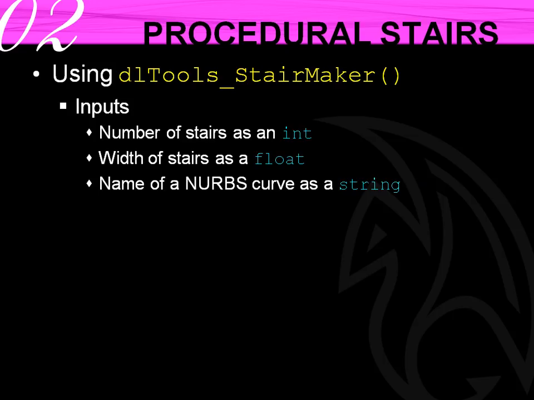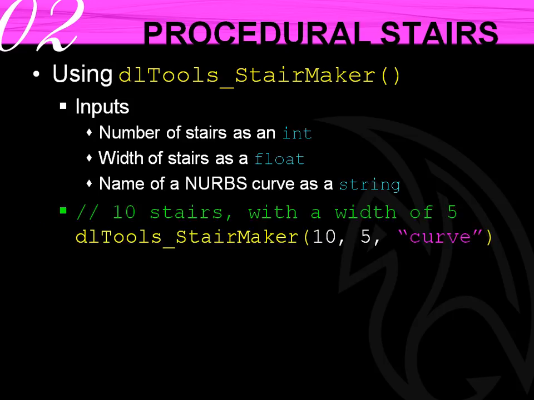Finally, we need to know the name of a NURBS curve as a string. This is the curve that we're going to build the steps along. Okay, so if we run this command, here's an example of how we would do it. If we wanted to build 10 steps with a width of 5 along an object called curve, then we would run dltools_stairmaker. We want to build 10 stairs with a width of 5 along a curve called curve.